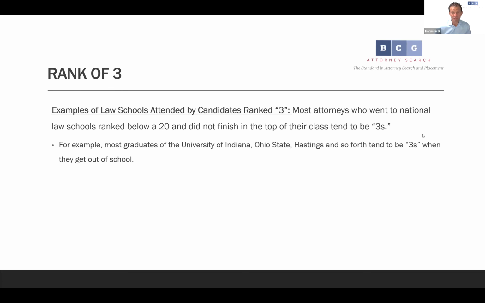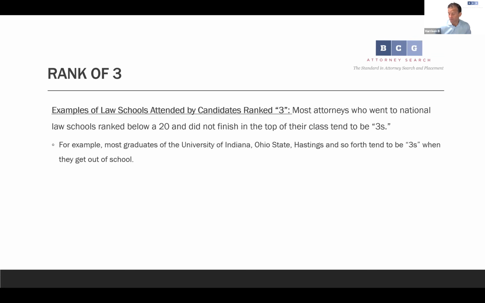And so most attorneys that are 3s may have gone to national schools or other schools ranked below the top 20. So it'd be University of Indiana, which is a great school, Ohio State, Hastings, another great school, but they tend to go to schools that really aren't the best. And so not the top schools, but that doesn't mean anything. They still can work in really good firms.